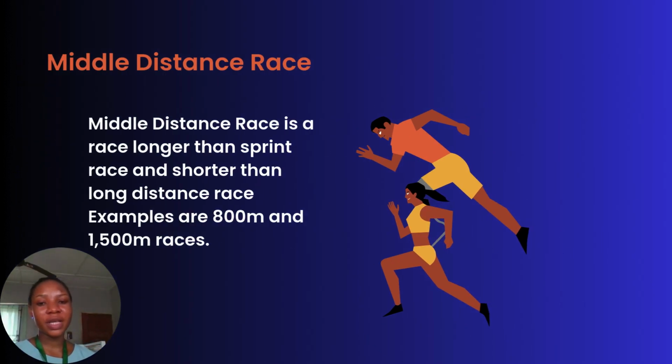Middle distance race is a race longer than sprint race and shorter than long distance race. Examples are the 800-meter race and the 1500-meter race.